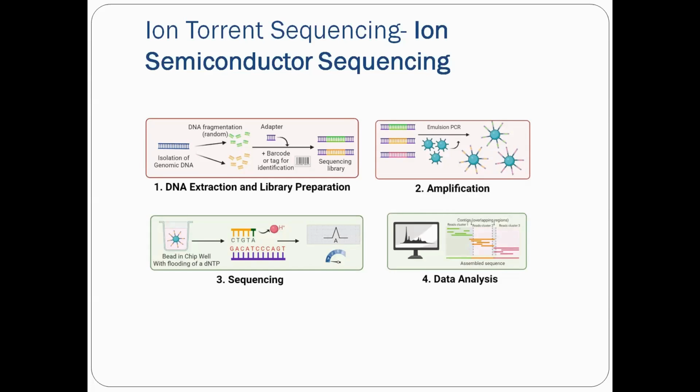In this case, the principle of Ion Torrent sequencing is based on detecting protons, that is, H+ ions, which are released when nucleotides are added to the growing DNA strand during DNA synthesis. So as DNA polymerase incorporates a nucleotide into the complementary strand, a proton is released, which will lower the pH in the surrounding environment. And this change is then detected by the ion sensor in the semiconductor chip, which is converted into a voltage signal.